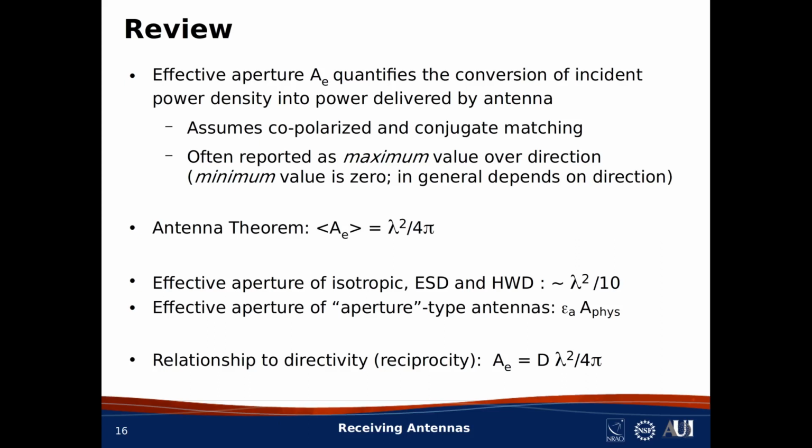Finally, the headline result from this lesson is really the equation shown at the bottom of this slide. We find the effective aperture is equal to directivity times wavelength squared divided by 4 pi. This means that if we know the transmit characteristics of the antenna, then we know the receive characteristics of the antenna, and that's a very handy thing to know.